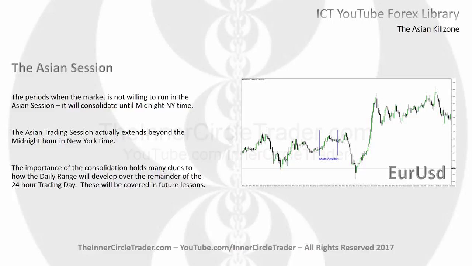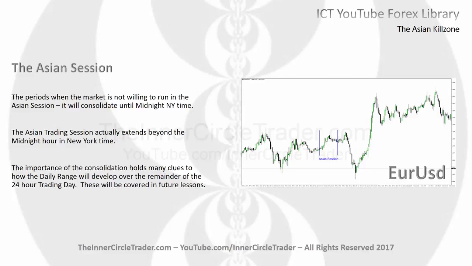The setup or the information that I glean from these hours prior to midnight is going to be covered in future tutorials and teachings, but there is a limitation because I go into greater detail in the mentorship, but you will get a plethora of insights using this specific range of time. But for now, the importance of the consolidation holds many clues to how the daily range will develop over the remainder of the 24-hour trading day. Now, these will be covered again in future lessons.